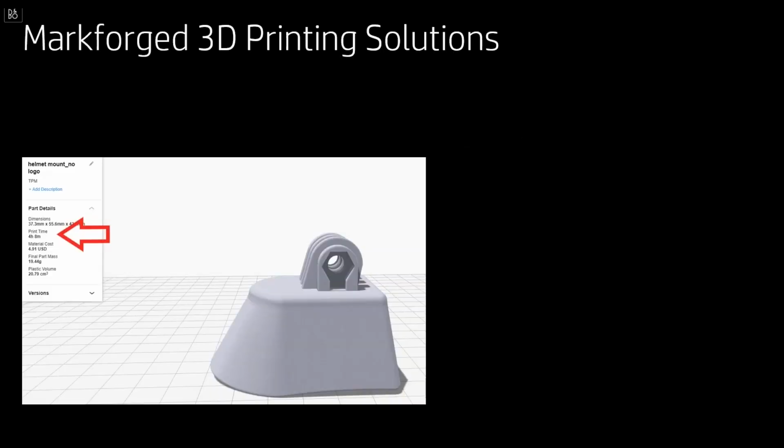Markforged developed a software called Eiger. It drives both the metal and the composite printers. And in the software, you can see exactly how much time it takes to print the part, how much material the cost is, and you can really dial into different areas of the part where you want to strengthen it.